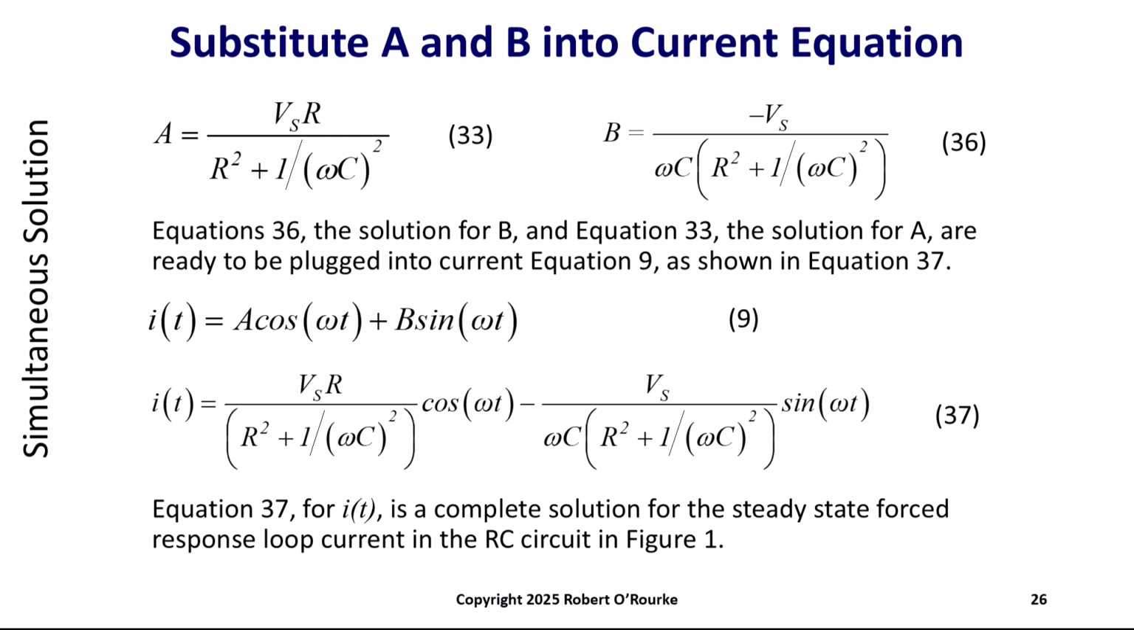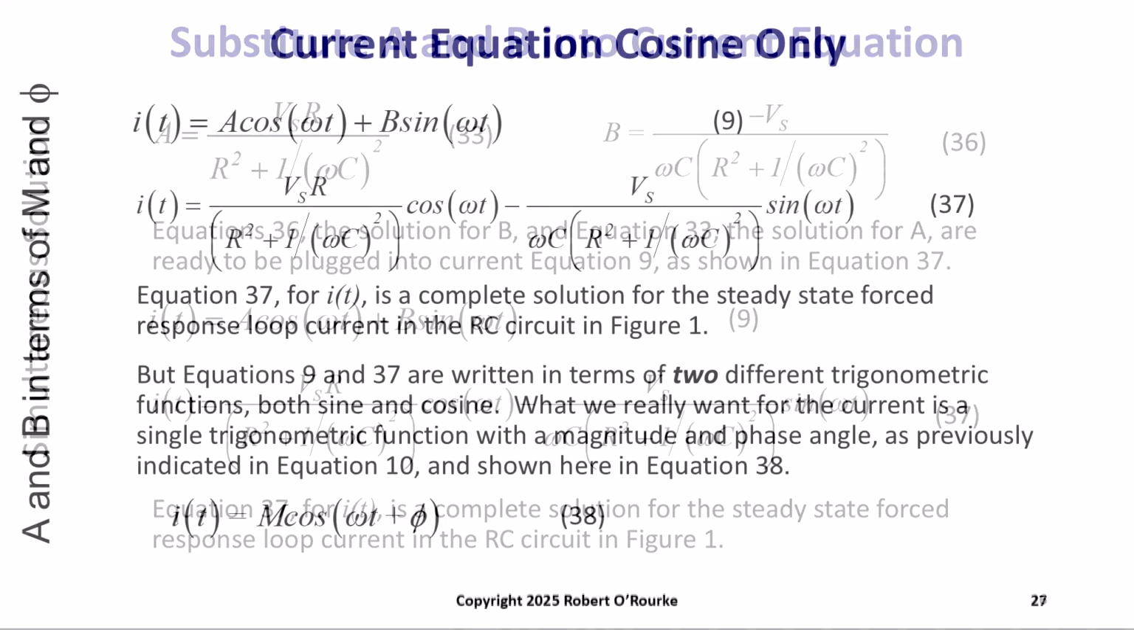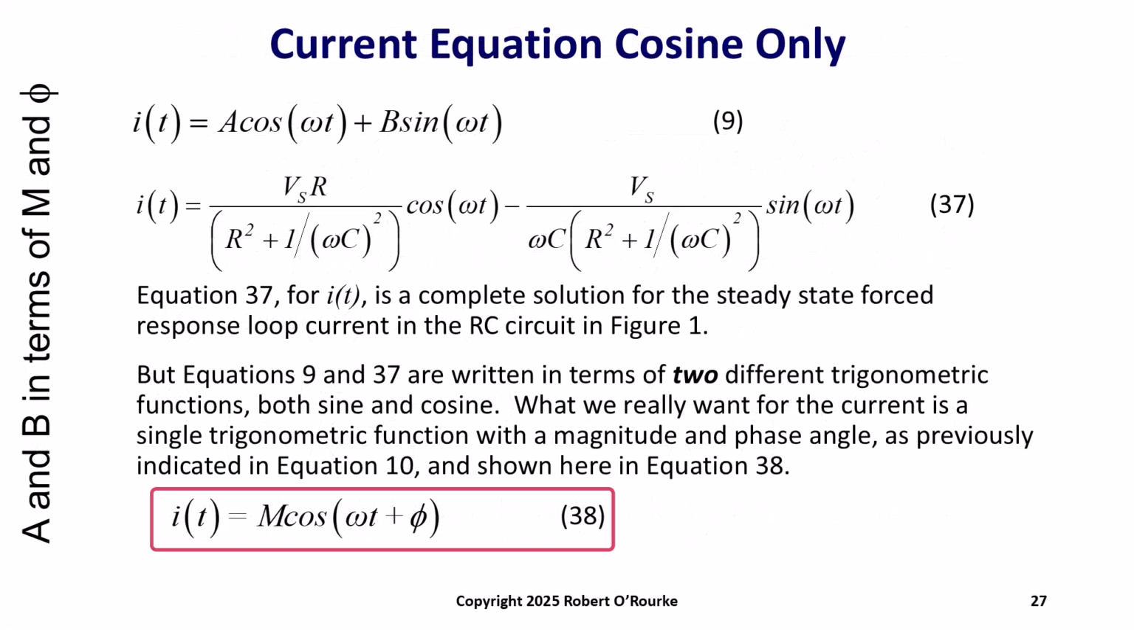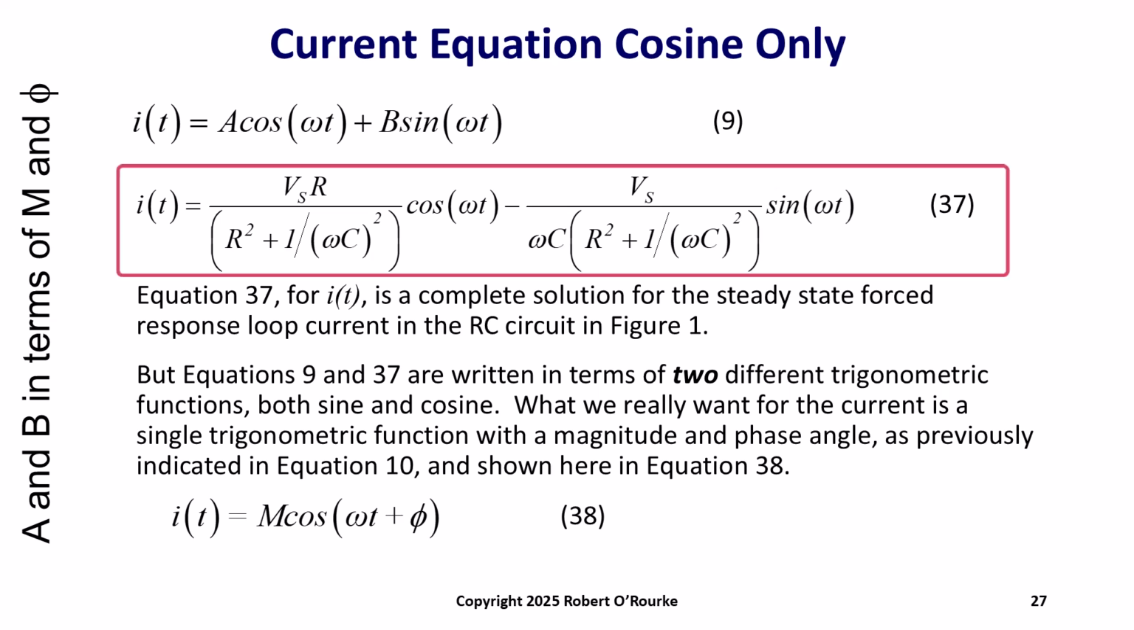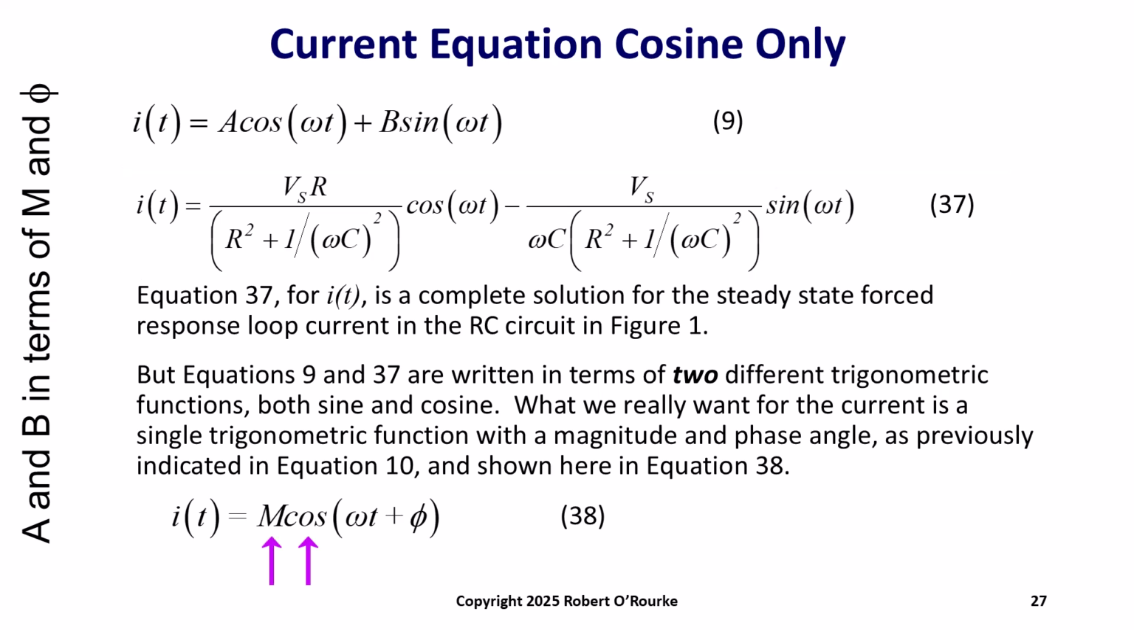Now substitute equations 36 and 33 into equation 9 to obtain equation 37, the solution for the RC circuit current I of t in terms of both sine and cosine. But we want a current solution function just in terms of cosine, like equation 38. Yes, we want to express equation 37 in terms of cosine, magnitude M, and angle phi, as shown in equation 38. How do we do that?